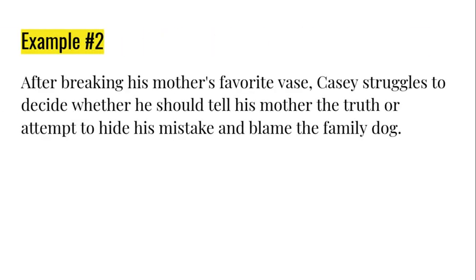Okay, example number 2. After breaking his mother's favorite vase, Casey struggles to decide whether he should tell his mother the truth or attempt to hide his mistake and blame the family dog. So for this, I'd like you to determine the protagonist, so who's the lead character, the antagonist, so what's preventing the lead character from reaching his goal, and then whether or not this is an internal or external conflict.